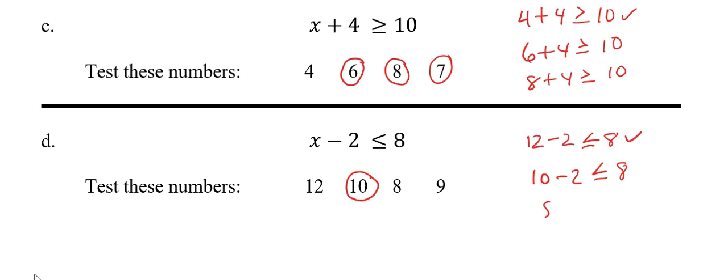How about 8 minus 2 is less than or equal to 8? 8 minus 2 is 6. 6 is less than 8. And then 9 minus 2 is less than or equal to 8. Well, 9 minus 2 is 7. 7 is less than 8. So in this statement, 10, 8, and 9 make true statements.